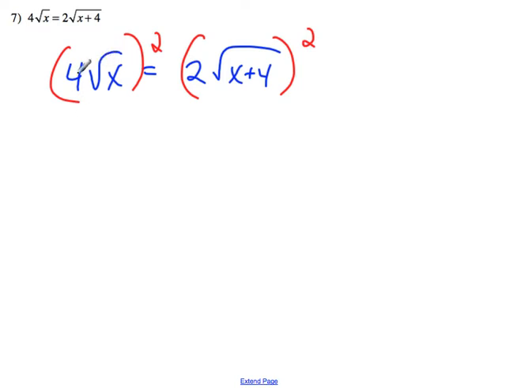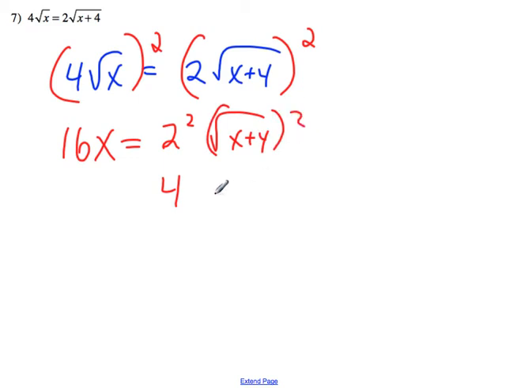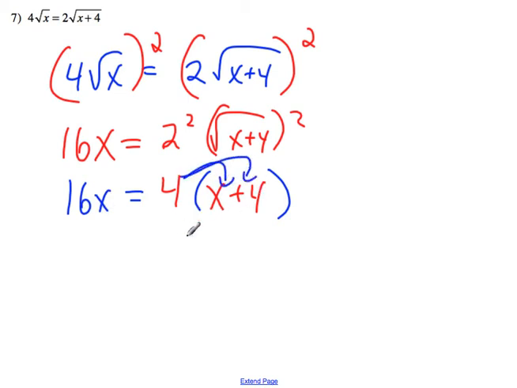So here, when you square this, you're doing 4 squared, which will be 16, and then radical x squared would just be x. And then same thing here, it would be 2 squared, which would be 4. And then radical x plus 4 squared, which would just be x plus 4. But the key thing here is to leave the x plus 4 in parentheses because that's a unit that's together. And then what you need to do is distribute the 4 out. So you get 4x plus 16.